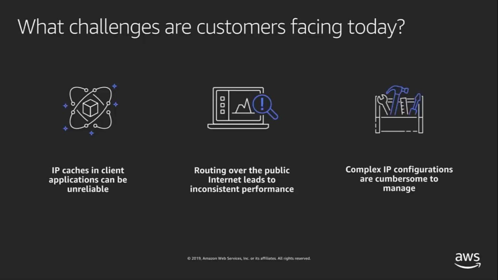And the third one is that the more applications you have around the world in AWS regions, and the more components you have, the more IP addresses you need to manage, configure and whitelist in your client devices. And this can be cumbersome to manage.